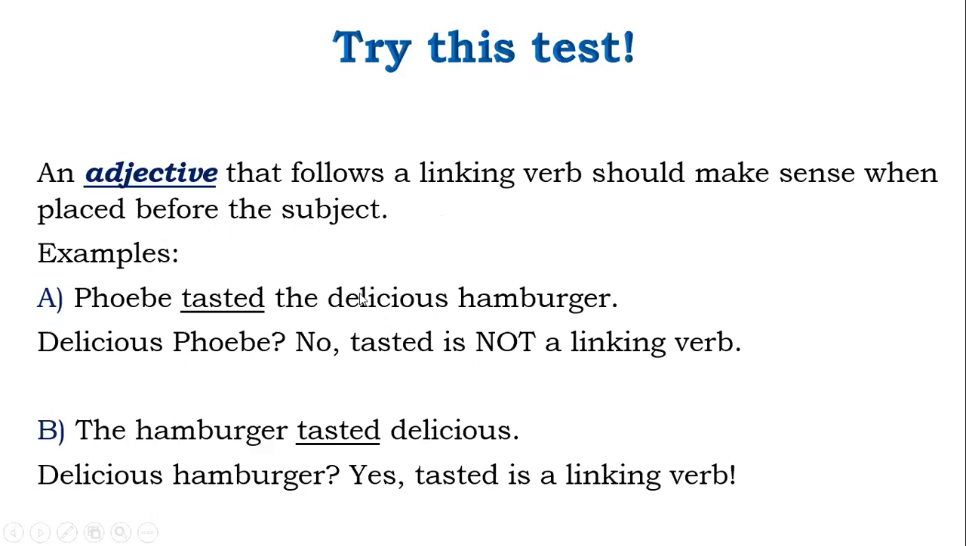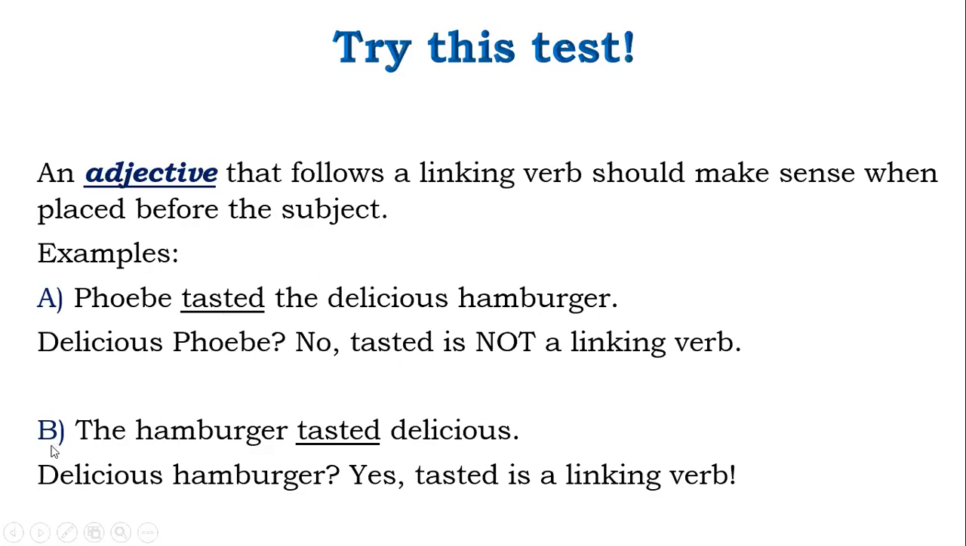The word delicious in this sentence is actually describing hamburger. It's saying how the hamburger is. It's a delicious hamburger, okay? But it is not linking delicious to the subject. Not only that, in this sentence, the verb tasted is acting as an action verb because the subject is actually tasting the delicious hamburger. So tasted is acting as an action verb because the subject is actually performing the verb. They're tasting it, okay?